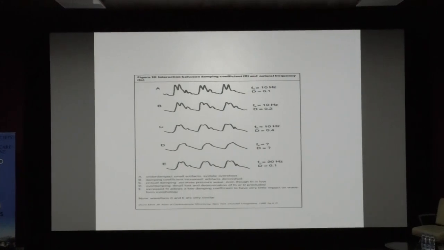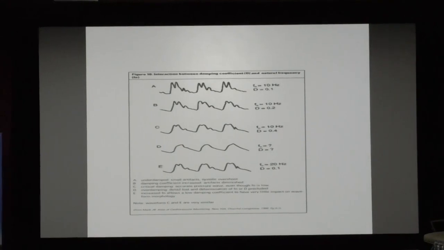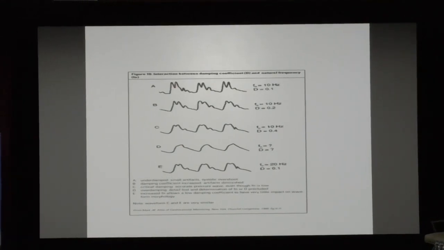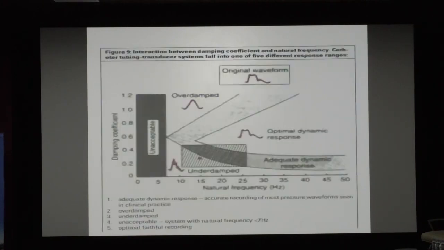This is a model which shows the interaction between the damping coefficient and the natural frequency. In wave A, you see an underdamped wave. It has multiple small artifacts. As you increase the damping coefficient, you see the artifacts getting ironed out, and C, which is the critical damping, is the ideal waveform that you get. As you increase the coefficient more, you see the waveforms getting smoothened out. So the optimal critical damping gives the accurate pressure, and even though it is low, it represents all the different components in a very legible manner.